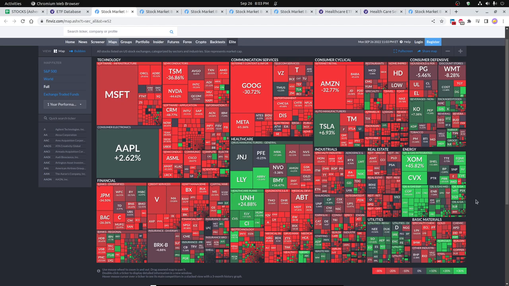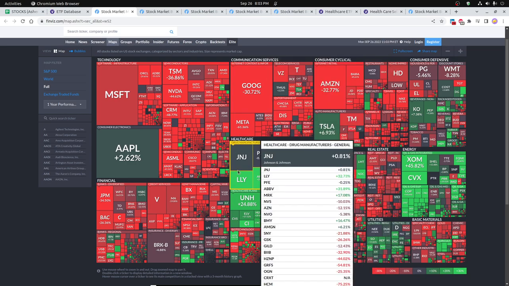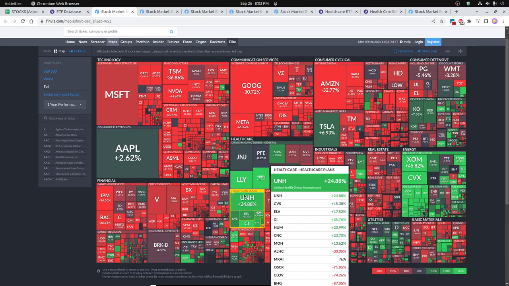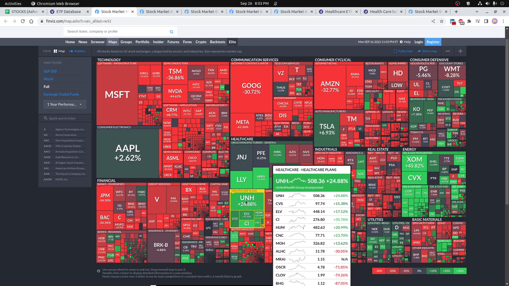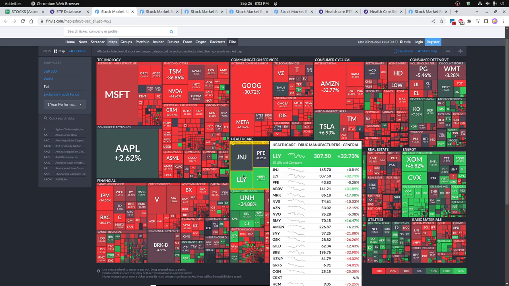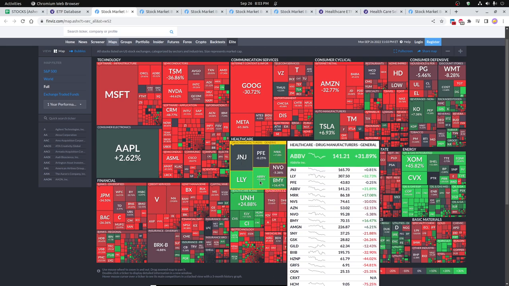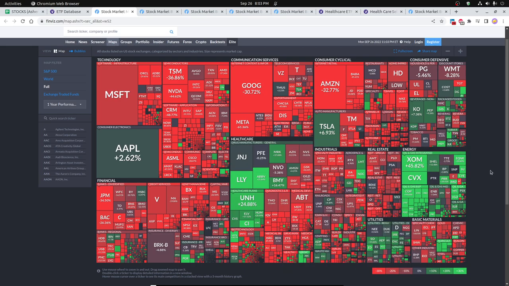So for this past year, you can basically see that this sector in here is the healthcare industry. Right in here, some of the largest companies are United Healthcare, Eli Lilly, Johnson & Johnson, AbbVie, and Pfizer, and so on. So you can see basically by the size of the square is the market cap, and then also the color tells you how much that particular company has been doing.